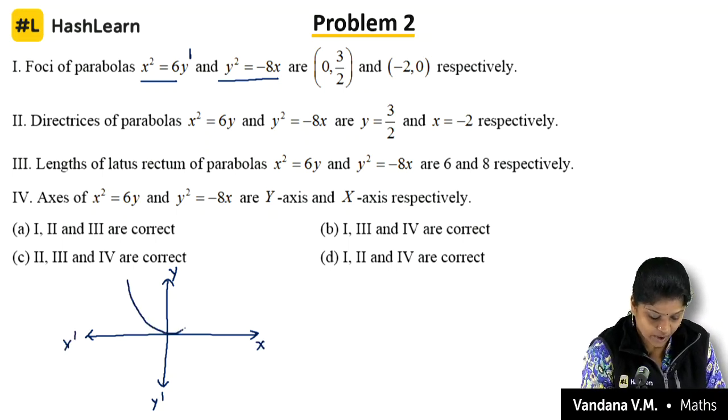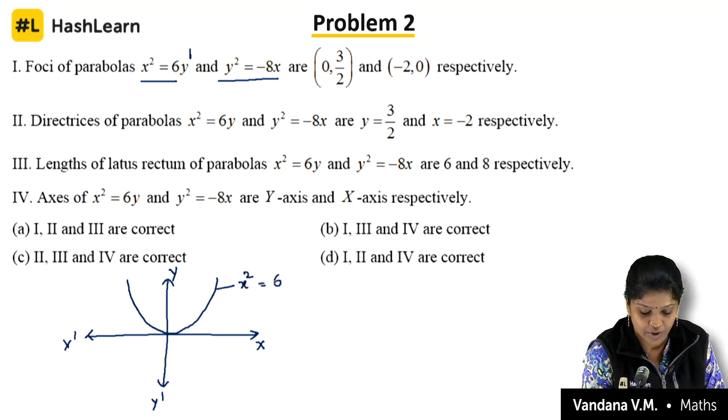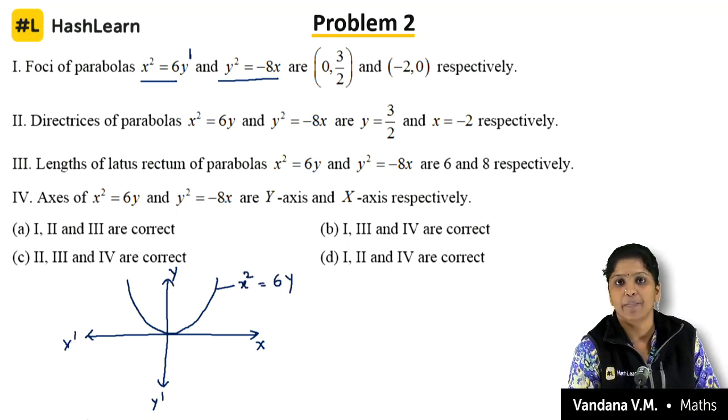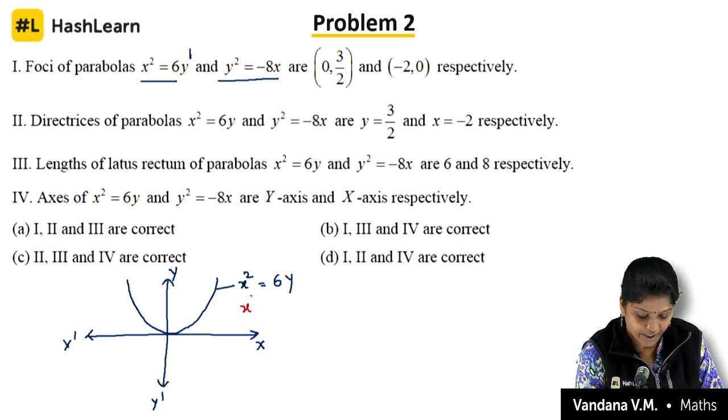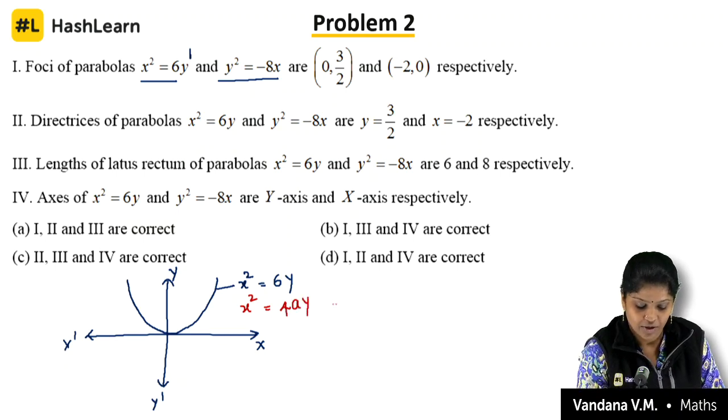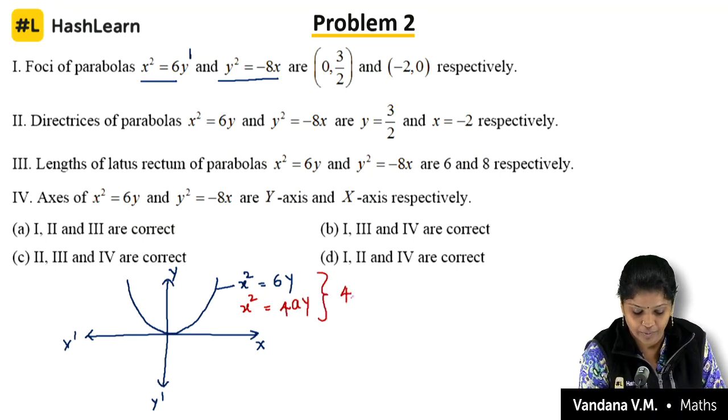So, my parabola must be like this. What is this? x square is equal to 6y. Now, compare with the standard equation. If you compare, x square is equal to 4ay. 4a is equal to 6. a is equal to 6 by 4.